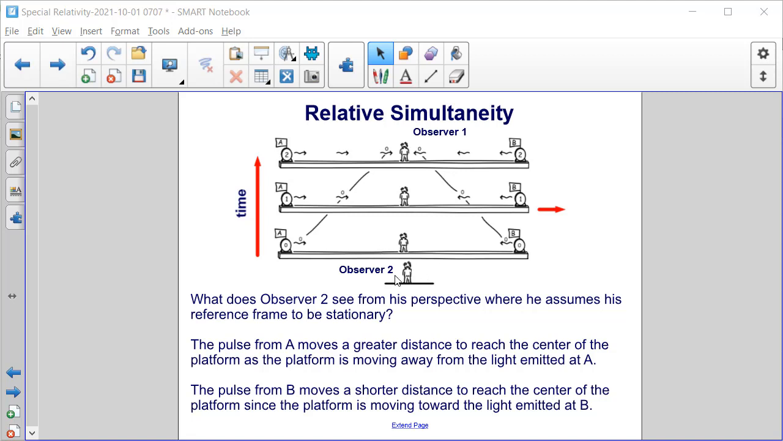Observer 2 from his stationary reference frame, the pulse from A will appear to move a greater distance to reach the center because the platform is moving away from that position. The pulse from B will move a shorter distance to reach the center because the platform is moving toward where the light was emitted at point B.